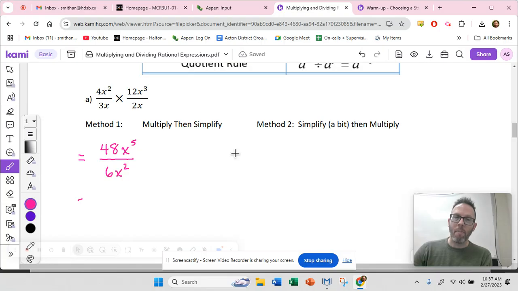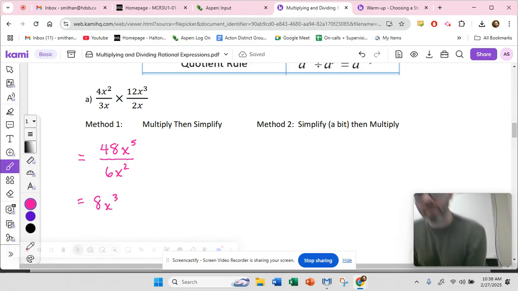You guys learned how to divide monomials in your grade 9 math course. You divide the numbers. 48 divided by 6 is 8. And then dividing the variables using your quotient rule for powers, you subtract the exponents, and you get 8x cubed. So this big mess, at the end of the day, is equal to 8x cubed.